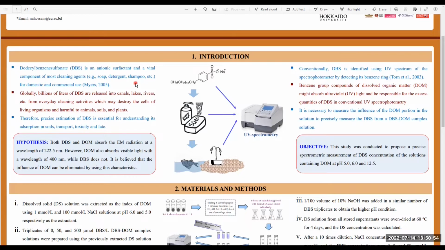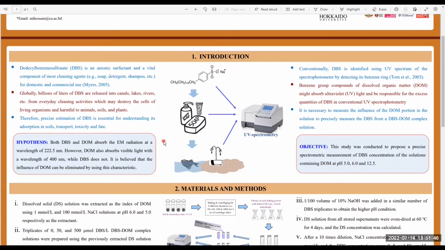Conventionally, DBS is identified using the UV spectrometry, using the benzene ring of DBS. But the similar benzene group components also present in the dissolved organic matter. And therefore, in conventional spectrometry, when we measure a DBS solution from natural source like the soil water, it gives the excess quantity of DBS reading because dissolved organic matter also has the benzene ring and it also absorbing in the spectrometric process. So it is necessary to measure the influence of dissolved organic matter portion and sidestep its influence to precisely measure the DBS from a DBS DOM complex solution.